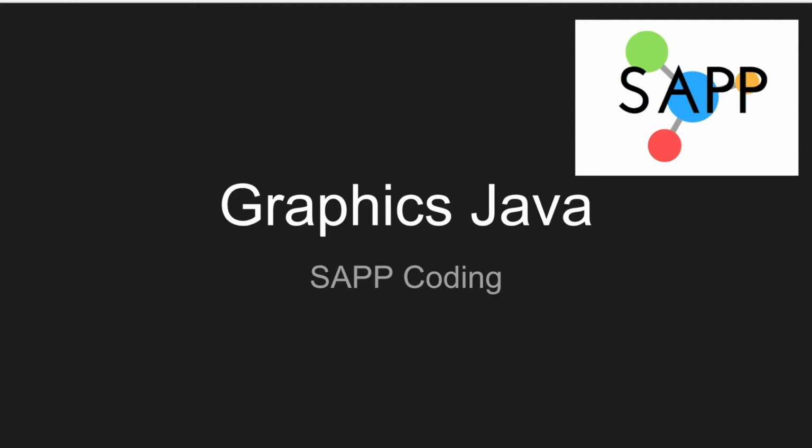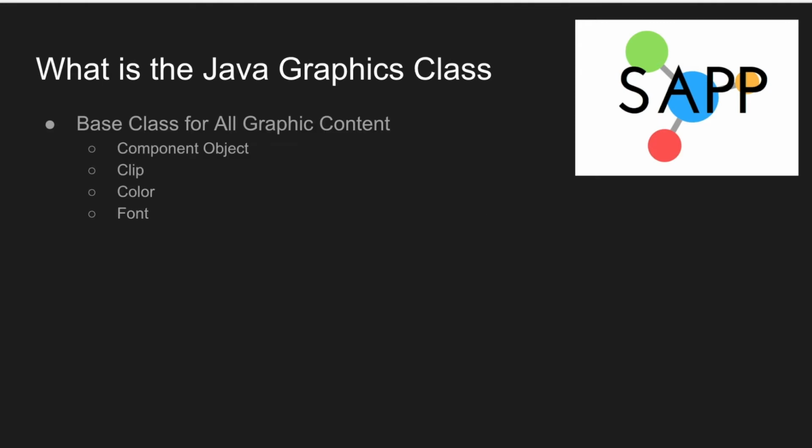On SAPP coding, and this is part of our Java course. Today we will be learning simple graphics in Java. So, what is the Java graphics class? It is basically the base class for all graphic content. This includes the component objects, clips, colors, fonts, size, all that fun stuff. And this will include another console displayed to pop up so the graphic can be displayed on it.